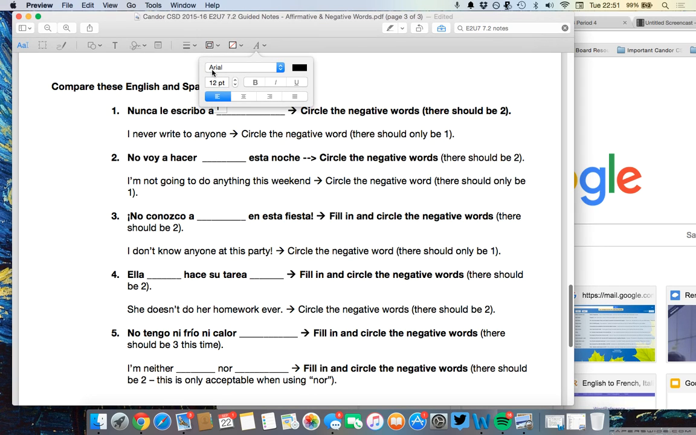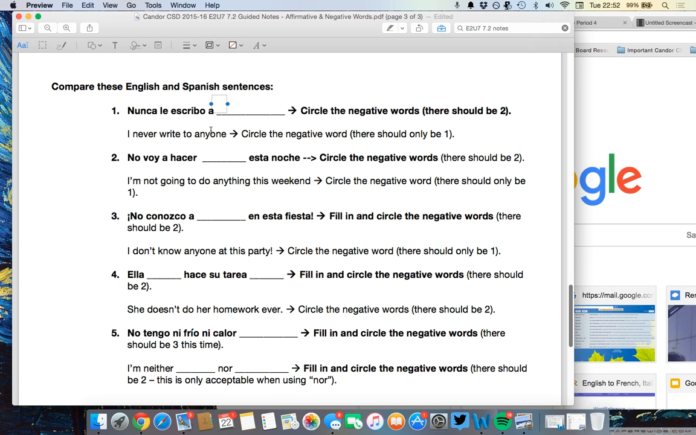Nunca le escribo a. So if you look down here, there's an English hint. I never write to anyone. So we're going to do it, but we're going to do it weirdly in English. If you need to use this part, I never write to anyone, that's totally fine. And we're going to make it weird, though. So instead of I never write to anyone, we're going to make it weird and incorrect. I never write to no one.